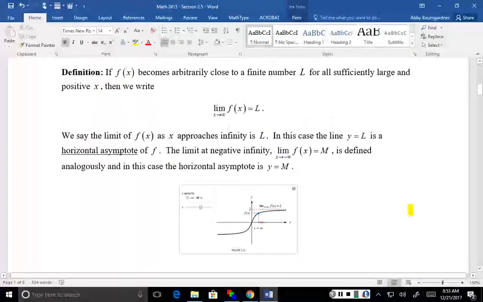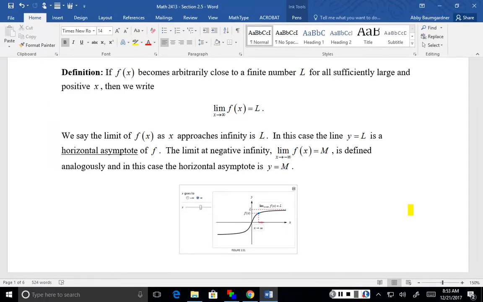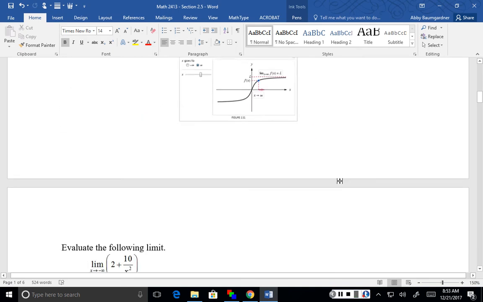All right, and so we actually have the definition. If f of x becomes arbitrarily close to a finite number, L, for all sufficiently large and positive x values, then we would write the limit of f of x as x approaches infinity equals L. We can do the same thing with negative infinity. In this case, we would say that it's approaching a different value, which we've labeled M.